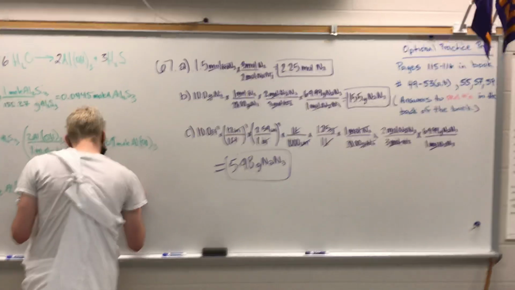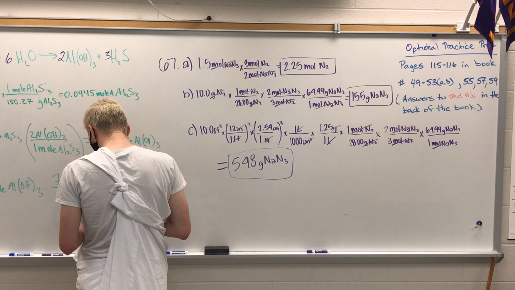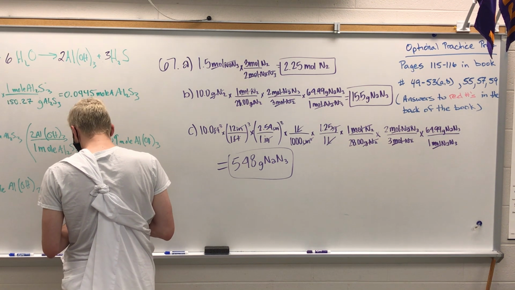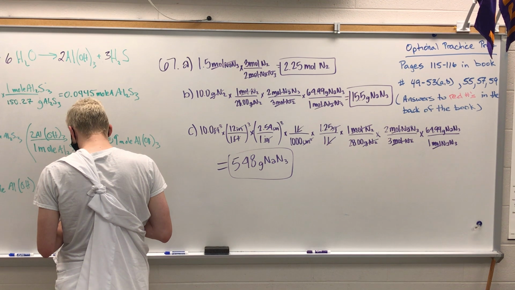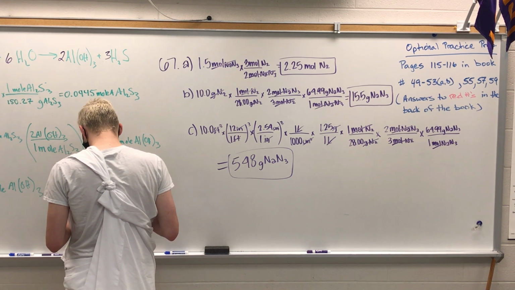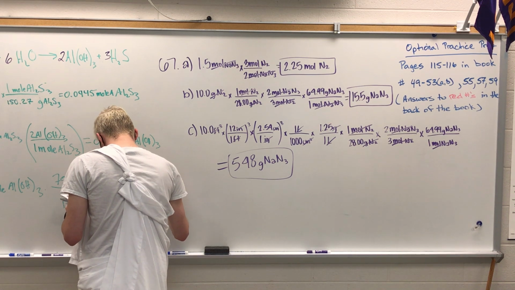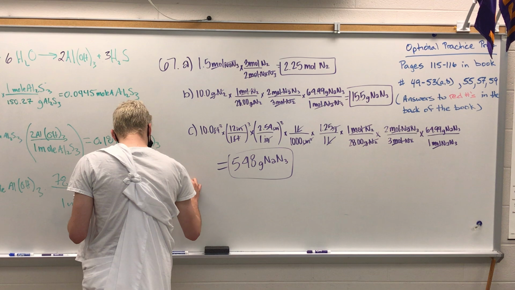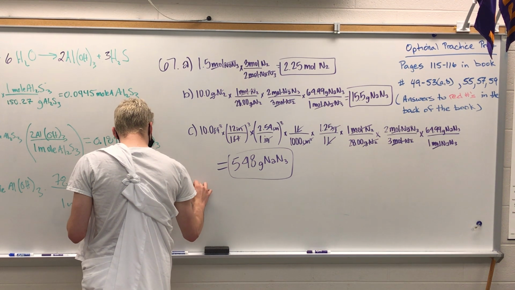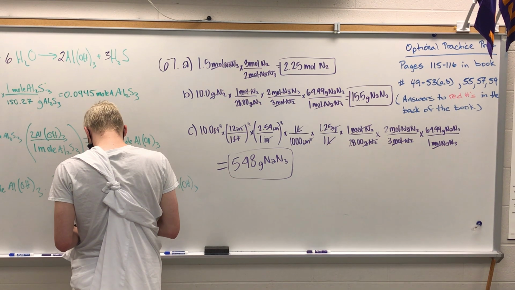67. Now, this one was a challenge. Because when you read 67, C especially, 67C says how many grams of sodium nitride are required to produce 10 square feet of nitrogen gas, about the size of an automobile airbag. So this is kind of talking about airbags and how they fill up, okay? So you have 10 square feet.